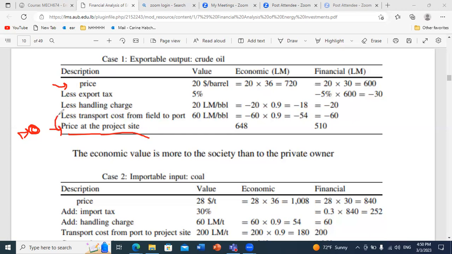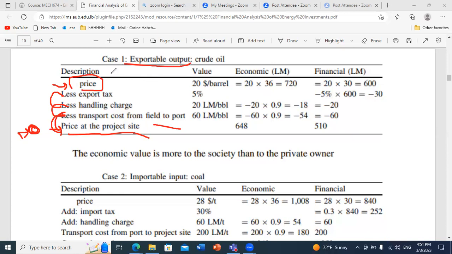You should add the transport cost because you should transport your crude oil from the field to the port. Okay, so you need to add a certain price of transportation, and you should add a price for the handling charge, and you should add a price for the tax in case you are doing financial analysis, not economic. To be able to determine the final price just before exporting. This is what we call the exporting price. So this is the final exporting price.